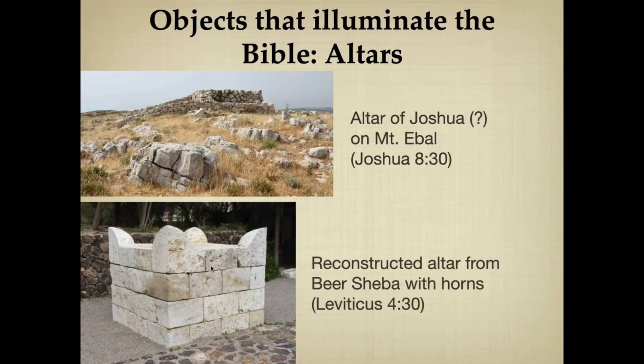Now here's a somewhat later altar. This is a reconstructed altar from Beersheba, but the thing that's interesting is these 4 horns, because the Bible talks about the horns of the altar. And Leviticus 4:30 mentioned that specifically. This is now a little bit later. This dates from the period of the kings of Israel, not from the Exodus and so forth, time of Moses, but it still illustrates the idea of the horns of the altar.